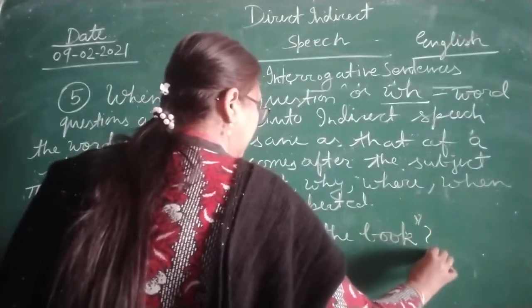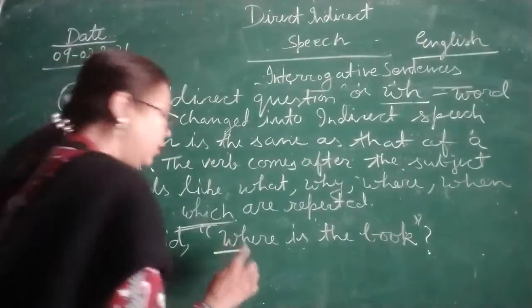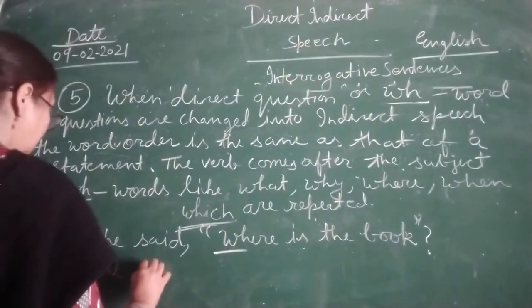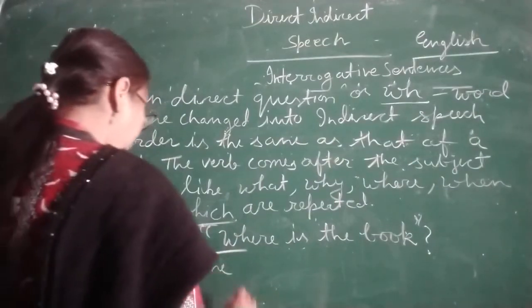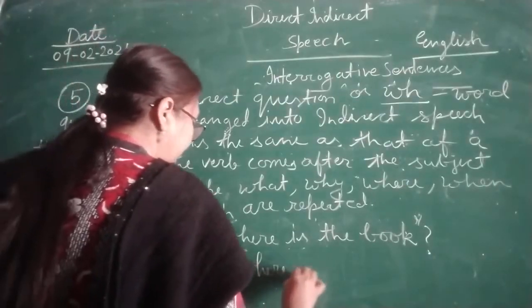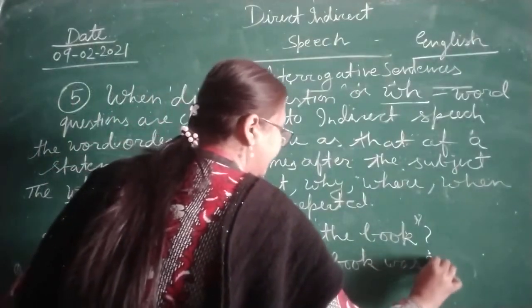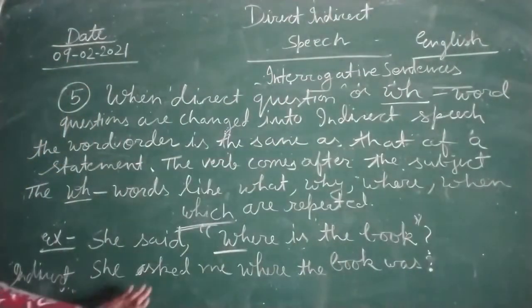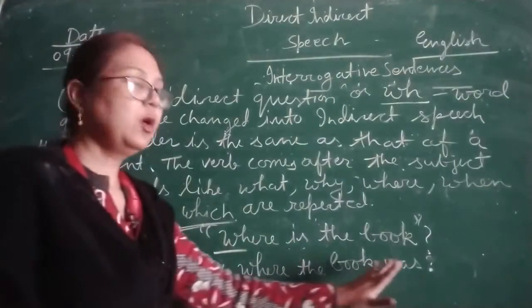So here, this is the question. Now here the question starts with a WH word. Now what will we do in indirect speech? She asked me where the book was. Nothing changed, but we will write only: she asked me where the book was.